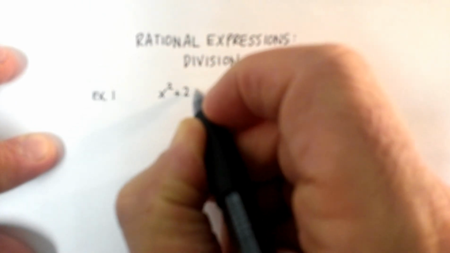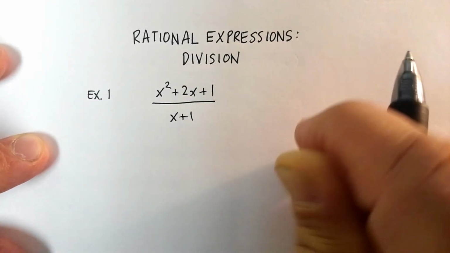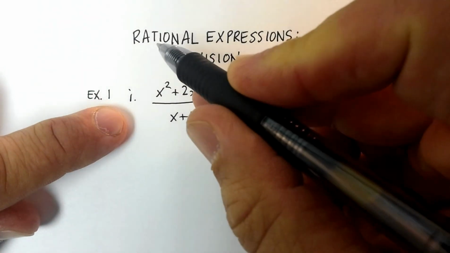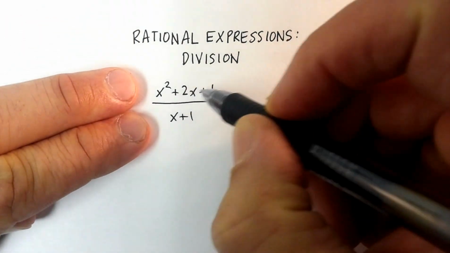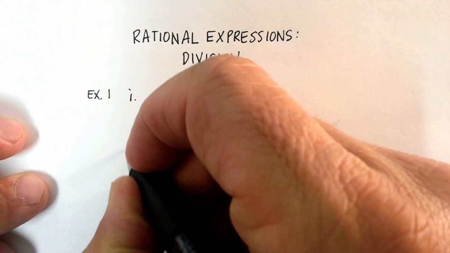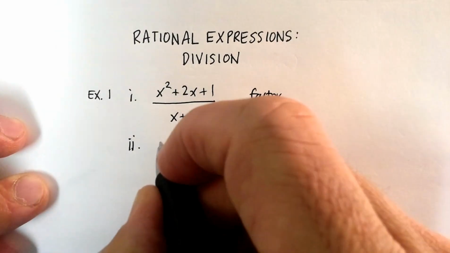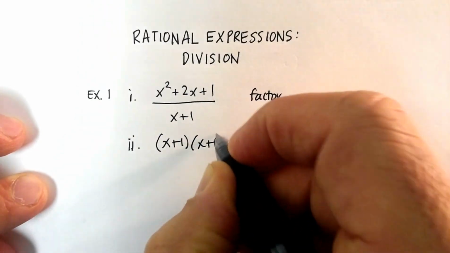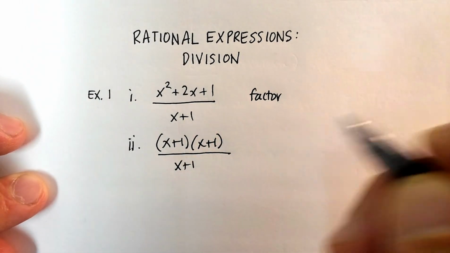So let's start with something like x squared plus 2x plus 1 divided by x plus 1. So when you're dividing two rational expressions, remember that the word rational expression just means a ratio of polynomials. So we have a ratio of polynomials here. What you need to do is to factor both the numerator and the denominator. So we'll factor this one up here, x plus 1, x plus 1. The denominator is already factored, so we'll just leave it as x plus 1.